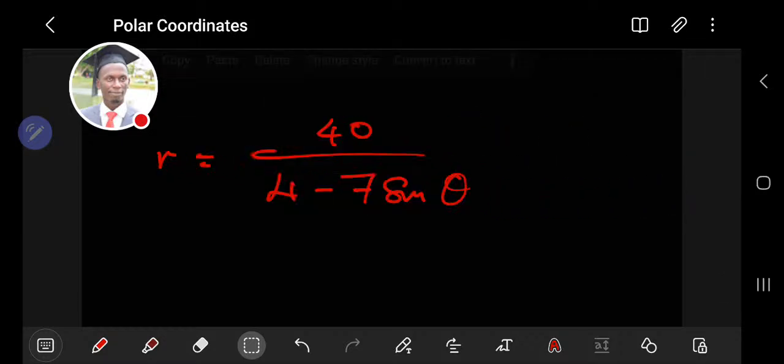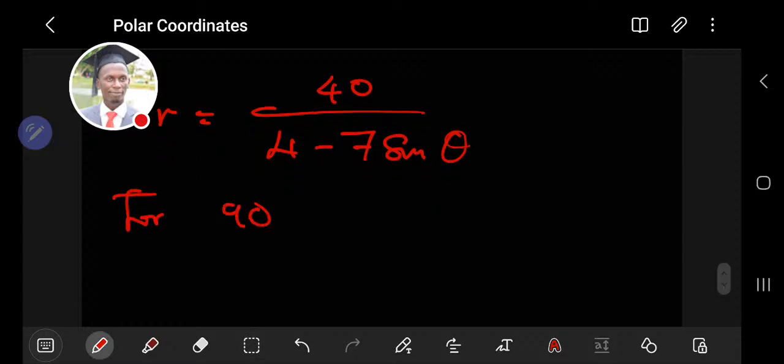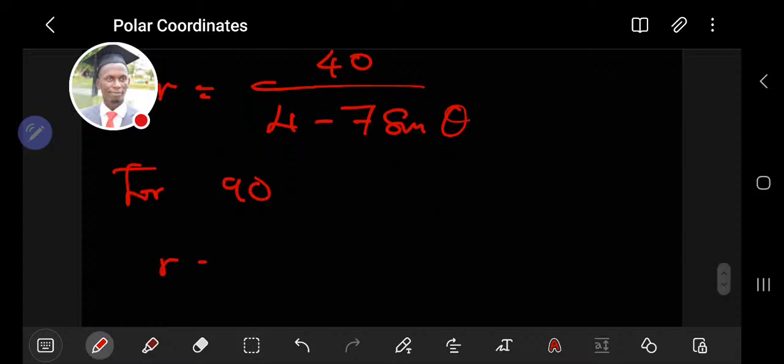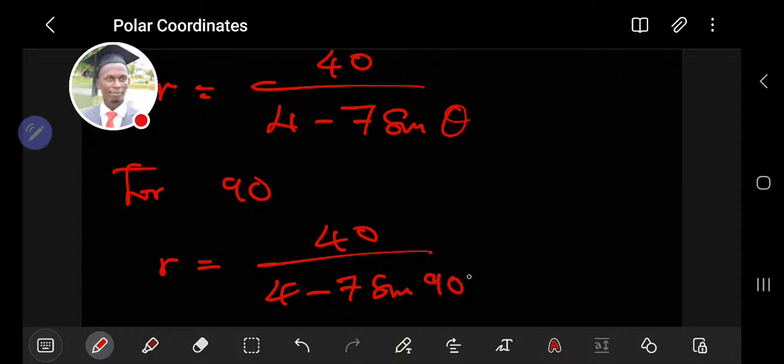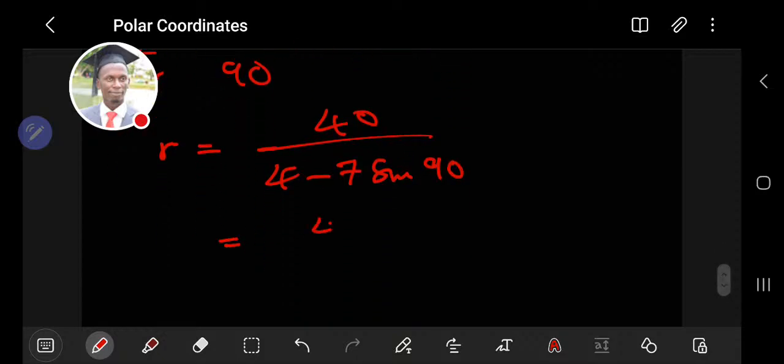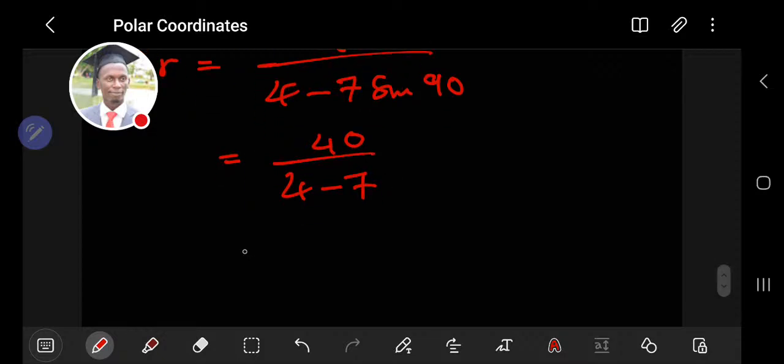Okay, so what is R when the angle is 90? When the angle is 90, R ends up being 40 over 4 minus 7 sine 90. Sine 90 is 1. This becomes 40 over 4 minus 7. 4 minus 7 becomes minus 3. So this ends up being minus 3. So if R is minus 3, now I want to know what X is.